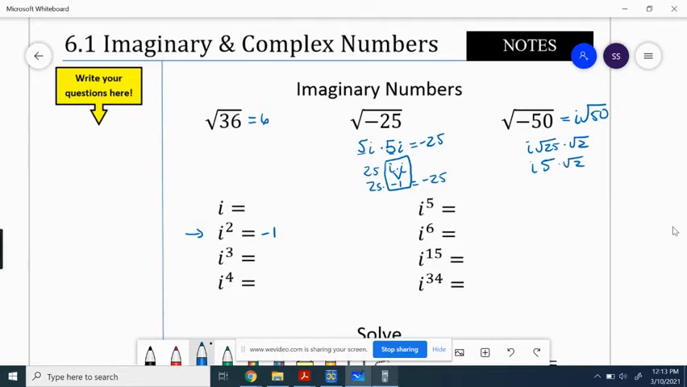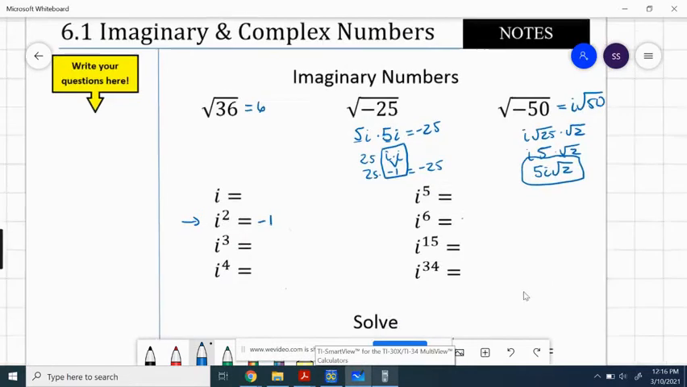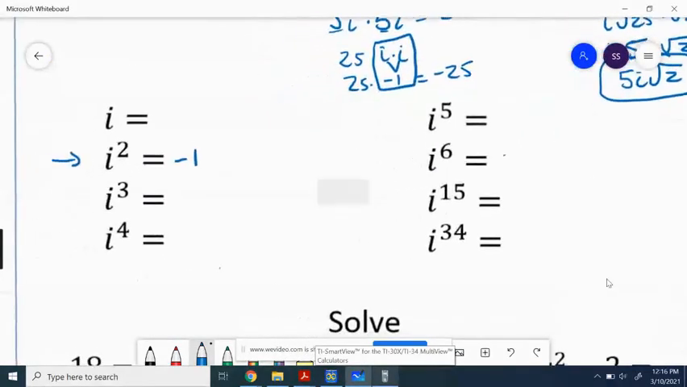But we don't like to write the i in the front. We're going to write this as 5i times the square root of 2. All right, and that's it. That's as far as we can go with that. All right, so now we're going to look at this a little bit more in depth. So I'm going to zoom in here.